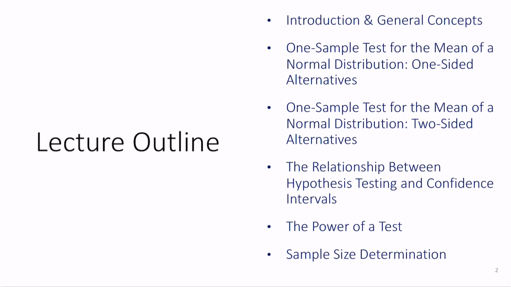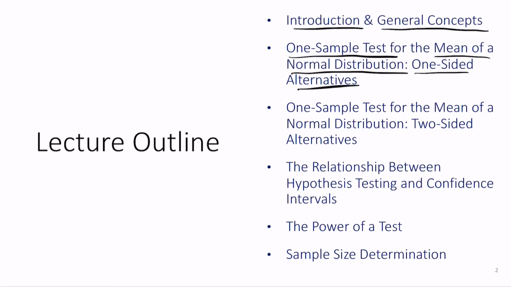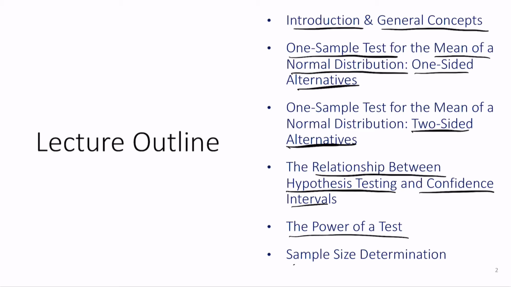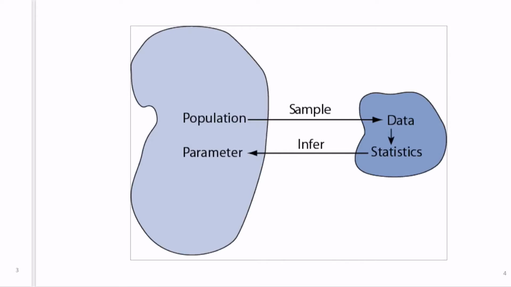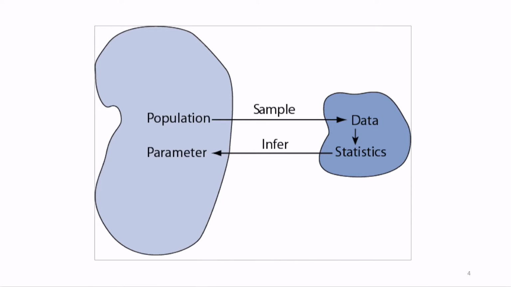So in this lecture, we'll talk about the introduction and the general concepts of hypothesis testing. And we'll see one sample test for the mean of a normal distribution, where we'll see one-sided alternatives and two-sided alternatives. And finally, we talk about the relationship between hypothesis testing and confidence intervals. And we'll end the lecture with power of a test and sample size determination. So with that in mind, let's talk about what is hypothesis testing.